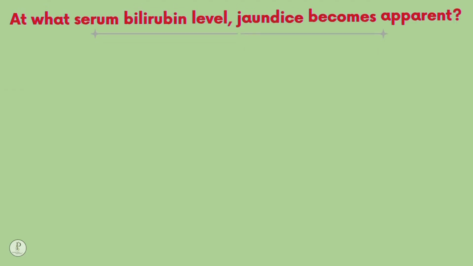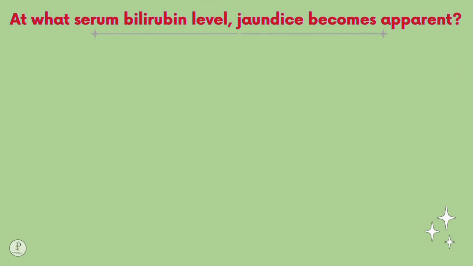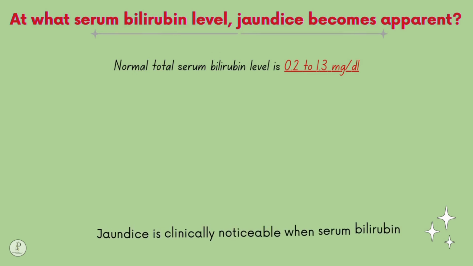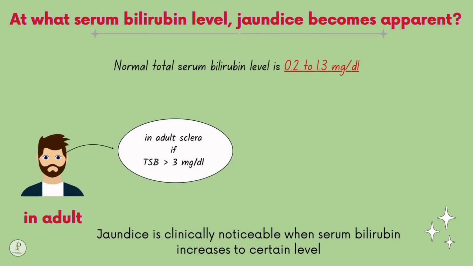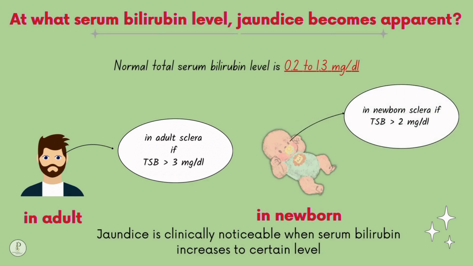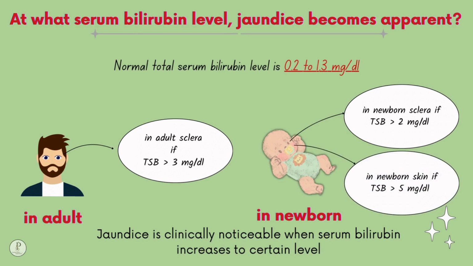At what serum bilirubin level jaundice becomes apparent? Normal total serum bilirubin level is 0.2 to 1.3 mg per deciliter. Jaundice is clinically noticeable when serum bilirubin increases to certain level. It is apparent in adult sclera if serum bilirubin is more than 3 mg per deciliter. It is visible in newborn sclera if bilirubin is more than 2 mg per deciliter and newborn skin if it is more than 5 mg per deciliter.